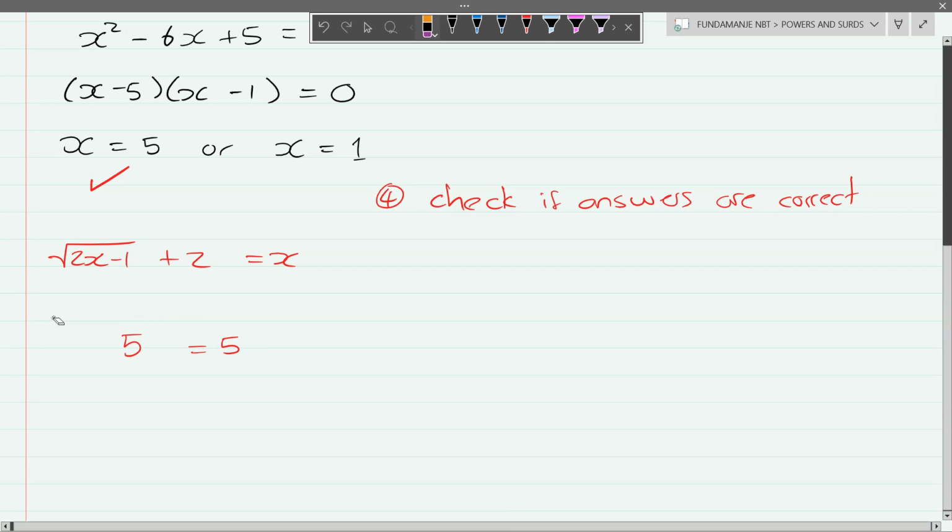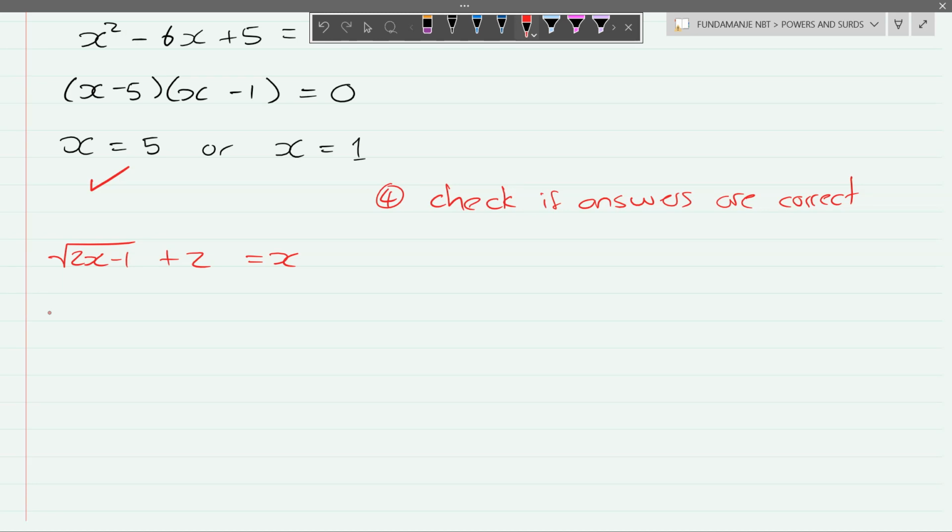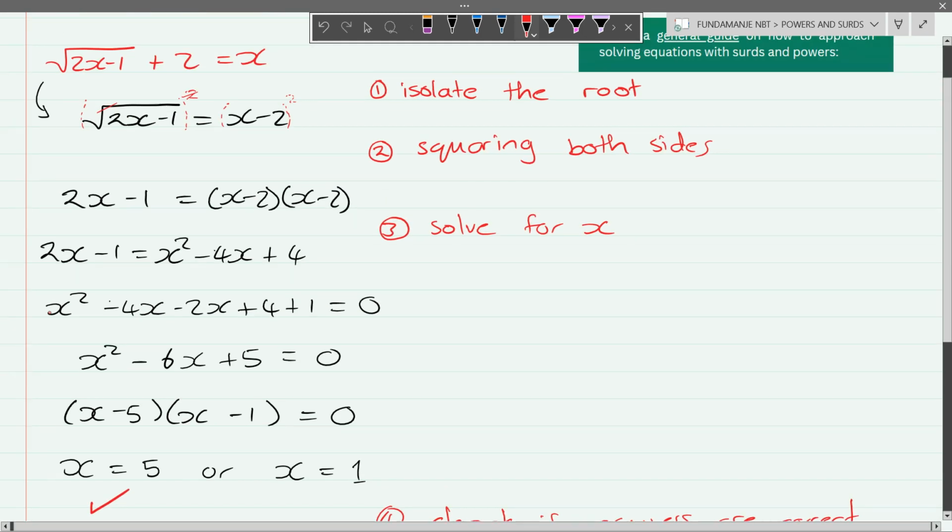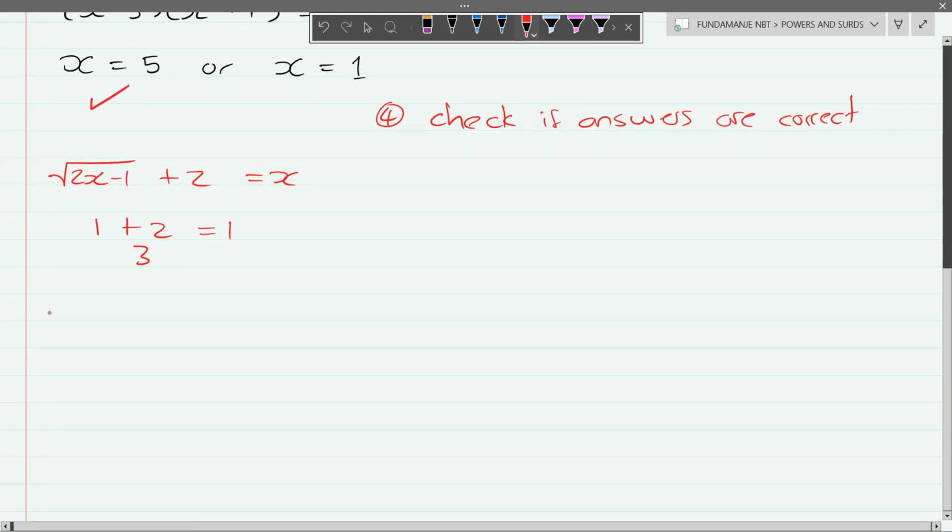What about 1? Let's test it for 1. We have 2 times 1 minus 1. So 2 times 1 is 2, minus 1 is 1. The square root of 1 is 1, plus 2 is 3, and on this other side we have 1. So this is where we realize that this answer is incorrect, because 3 is not equal to 1. Therefore, this answer is not applicable.